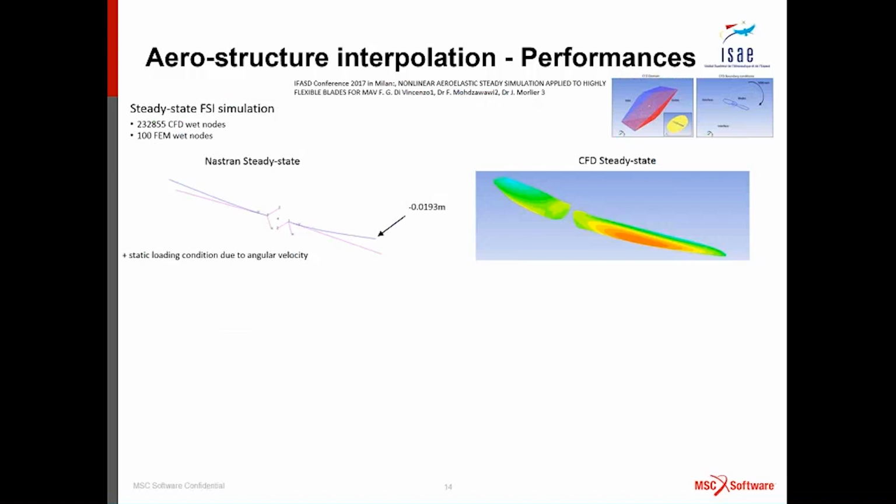Another slide in terms of performances: this is something that I presented at the last IFASD conference in Milan, and we did an activity with the engineering school here in Toulouse, ISAE. We performed a steady-state FSI simulation, and we have something like 3,200 thousand nodes in the CFD model. And we have coupled this rotating blades system with a Nastran beam model.